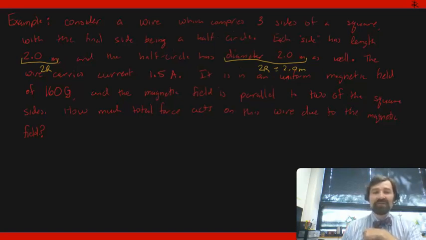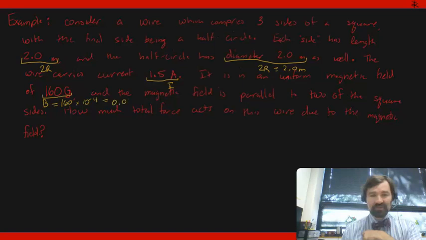Your wire is carrying a current of 1.5 amps. It's been placed in a uniform magnetic field of 160 Gauss. Remember that a Gauss is 10 to the minus 4 Tesla. So this is 160 times 10 to the minus 4, which is 0.016 Tesla.